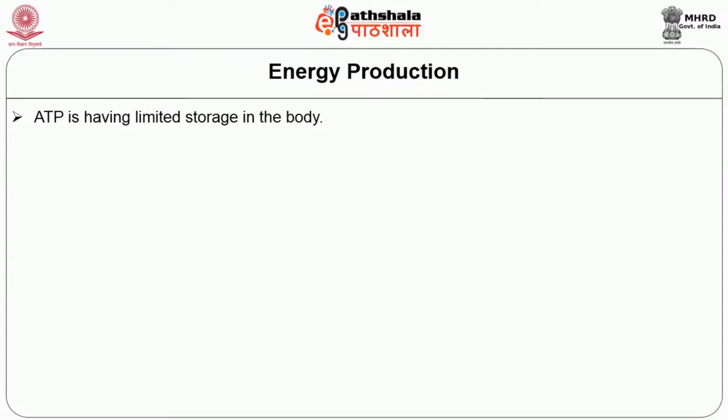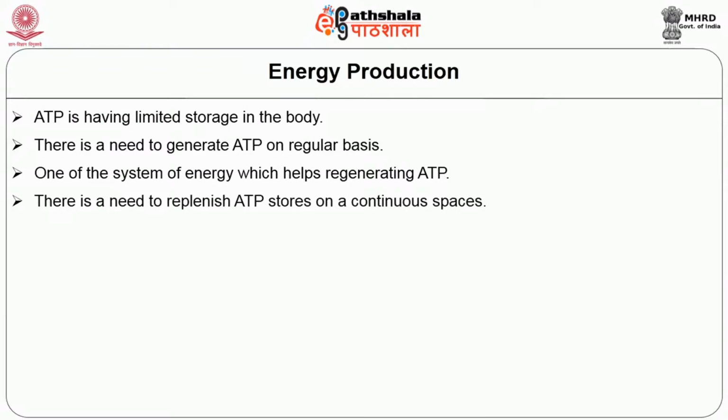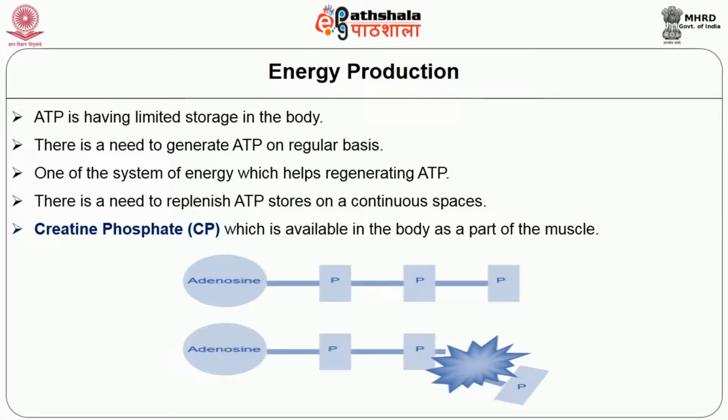The question is that this ATP has a limited storage in the body, which means there is a need to generate ATP on a regular basis. One of the systems of energy which helps in regenerating ATP quickly is creatine phosphate. ATP has limited storage in the body, thus there is a need to replenish ATP stores on a continuous basis. One of the ways by which we can do this is the system of creatine phosphate, that is the CP, which is available in the body as a part of the muscle.